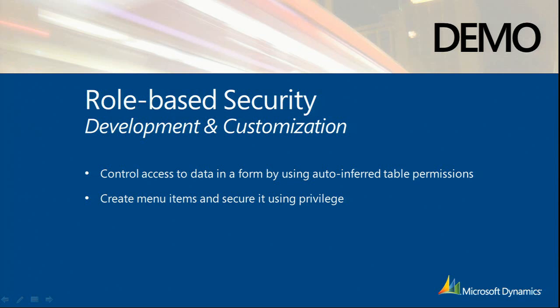In this demo, I will show you how you can control access to data in a form by using auto-inferred table permissions. And I will show you how you can create menu items and secure them using a privilege. The demo will be based on the fleet management company. I will create an application that will allow Lisa, who is a fleet rental clerk, to register car rental agreements. So let me just switch to my demo environment.